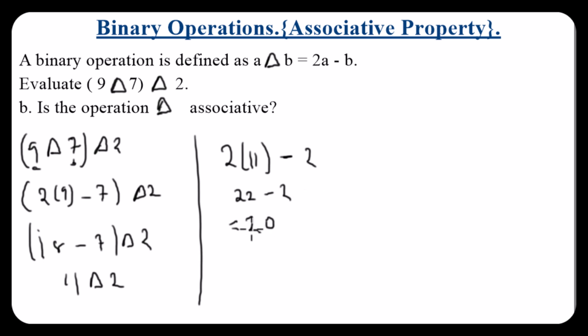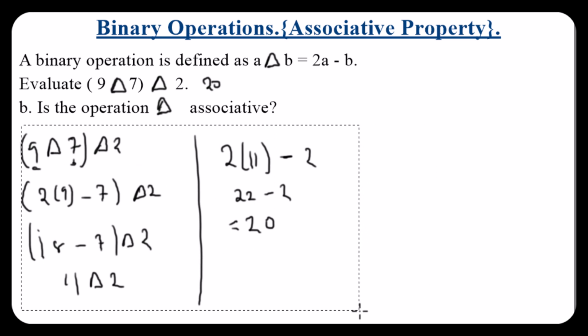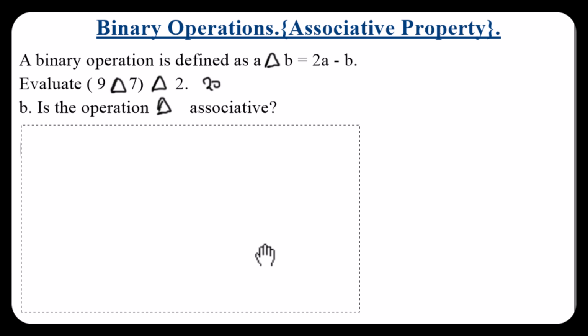Now for us to evaluate the second part, since we are given 9 delta 7 in brackets, delta 2 outside of the bracket, then we want to put 7 and 2 inside of the bracket and bring the 9 outside, and see whether we arrive at 20. So again, let me just write 20 here so that by the time we're done solving, we can compare if the answers are the same thing.